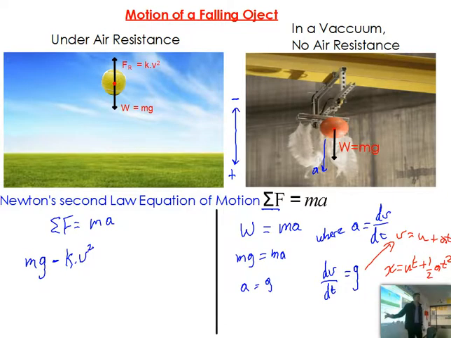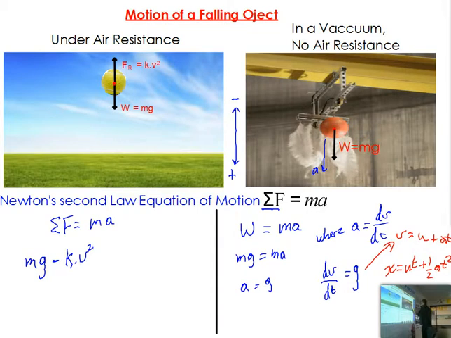k is just some constant that depends on things like the size and shape of the object and the texture of the object. In this case, a smooth object like a bowling ball will have a different k value than a tennis ball that has fuzz or hairs on it. So size, shape, and texture are the properties that determine the k value. Physics students will know that as the half rho A Cd v squared rule.